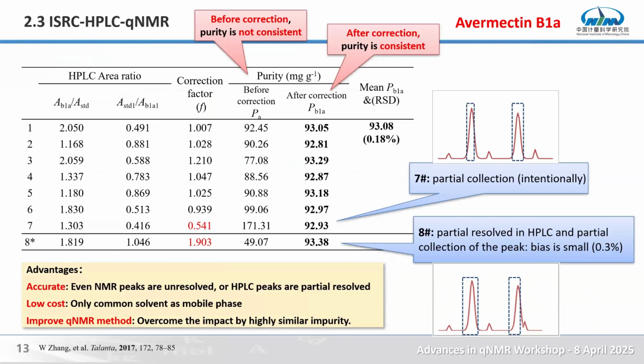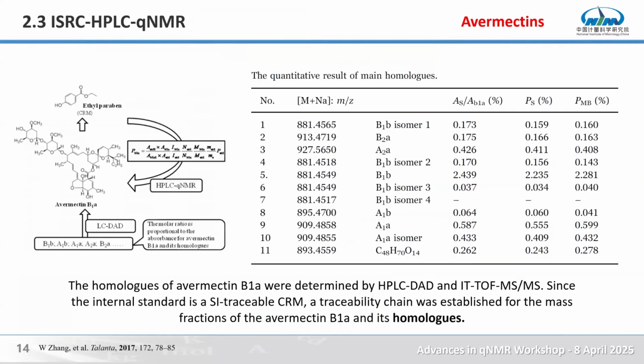You can see after PBe correction with internal standard, the mass fraction of analyte was constant, even though the sample loss varied during these procedures or even with bad resolution of PBe. So this method is accurate by excluding influence from structurally similar impurities. Moreover, this method can also be used for the establishment of a traceability chain for other homologs of our MACTIN B1A based on LC DAD analysis of different homologs.